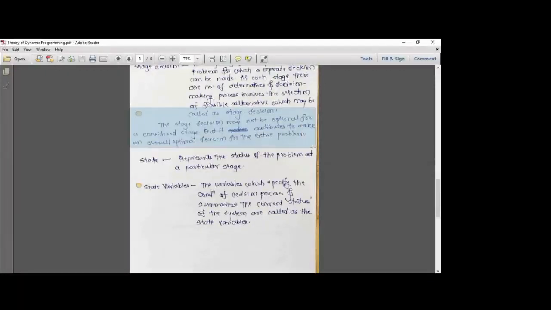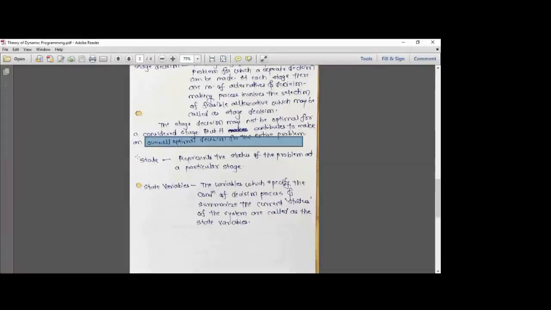Very important: for a particular stage, when we take a stage decision, it is always taken with respect to the overall optimality achievement. It is not for only that particular stage, but it is taken for the entire problem. So the overall optimal decision for the entire problem is what is being taken. That is very, very important.